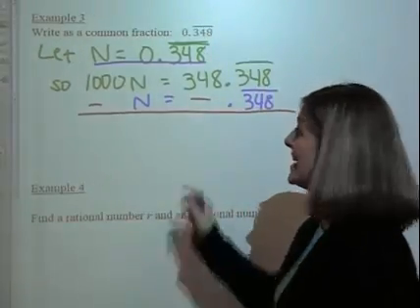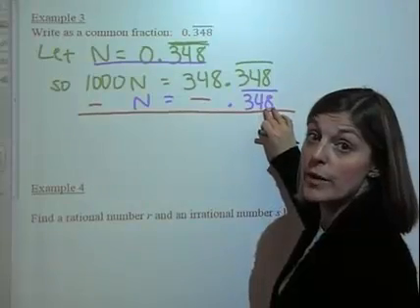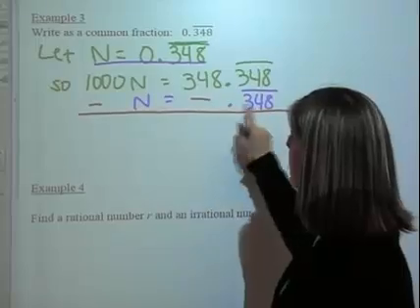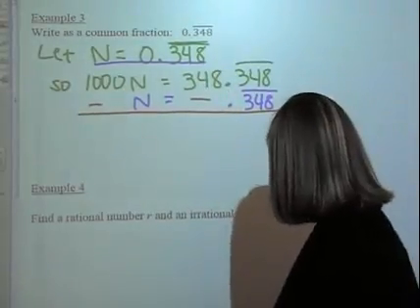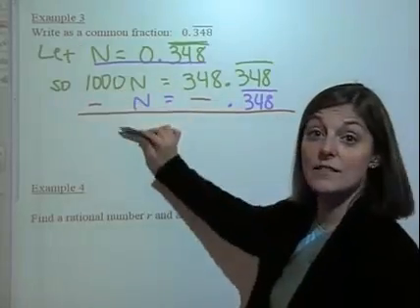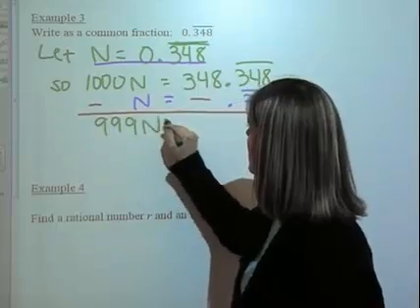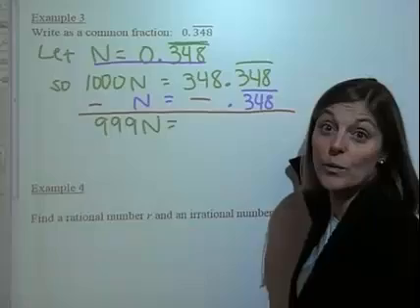Okay, so we can take that n equals 0.348 with the repeating bar and subtract it from this one, because we know that these two are equal and we know that these two are equal. Okay, so we can subtract that. Well, 1,000n minus n gives us 999n, and then your repeating decimals cancel out. That's why we wanted to do that.